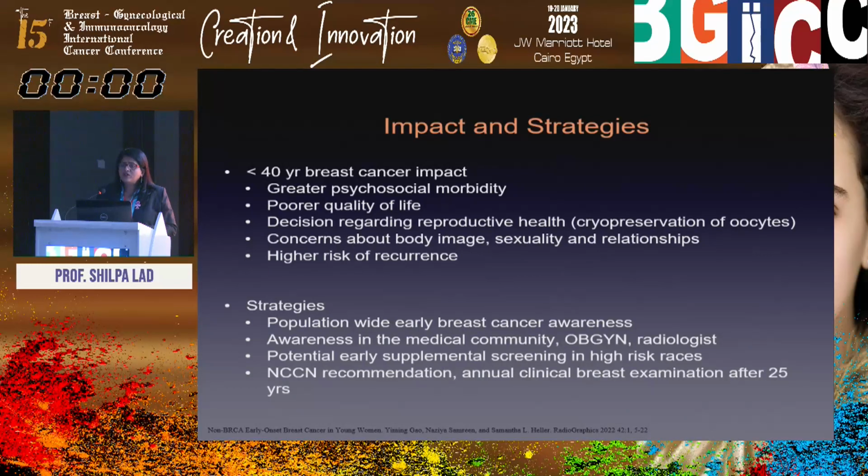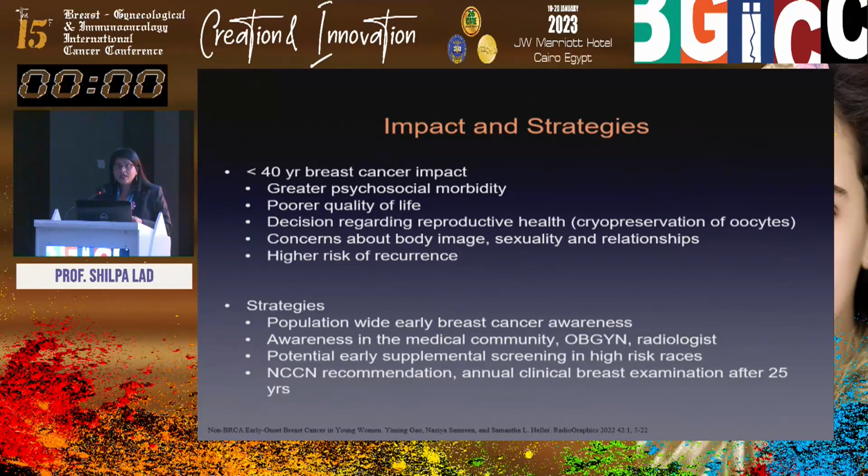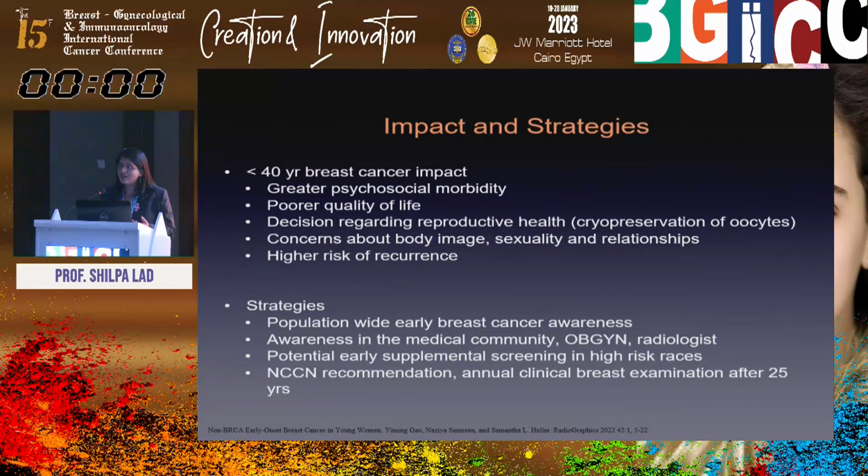What is the impact of all this, of cancers in young women? Greater psychosocial morbidity, poorer quality of life. There are so many real-life decisions involved. Decisions regarding reproductive health. Doctor, I have 1 child. I was hoping to plan my 2nd child. Can I still have a 2nd baby? They don't know what triple negative cancer means, but they want to have a family.